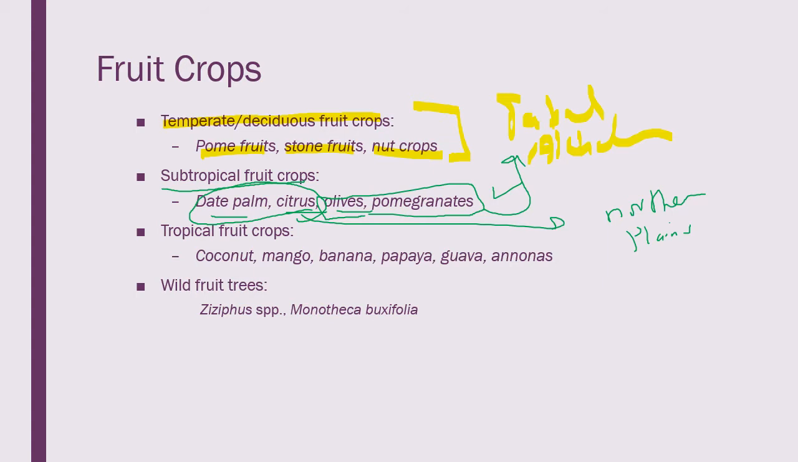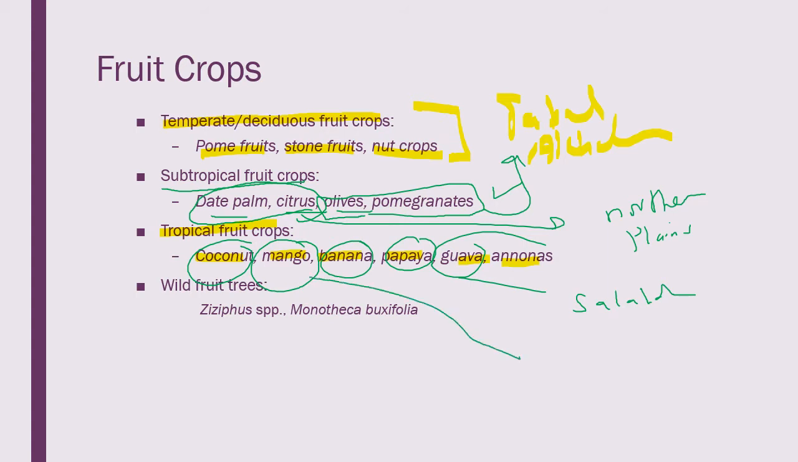The third variety of crops is tropical fruit crops like coconut, mango, banana, papaya, guava, and ananas. And this depends on the crop. For example, coconut, banana, papaya, guava, these are grown in Salalah because the climate is really good for them. Mango, not much in Salalah because a lot of the crops are not really polyembryonic, and inshallah we'll get to know this.